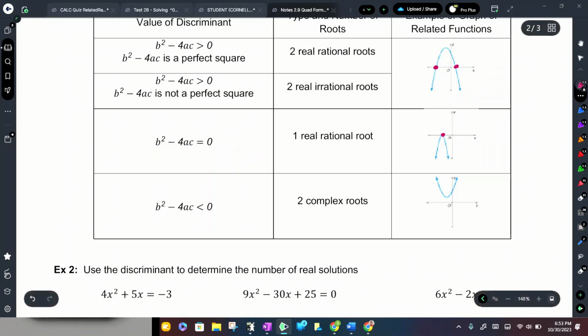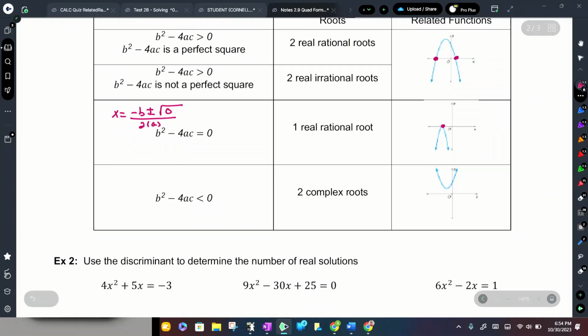And kind of coming back to that again, right? Thinking about our quadratic formula, x is equal to negative b plus or minus the square root. If everything under there is 0, and then we're dividing by 2 times a, that's going to give us our one rational root, because we can't add or subtract. We can add or subtract 0 to something, but it's not going to change it. You add 0, it doesn't change. You subtract 0, it doesn't change. So we have this repeated root, right, where it touches and bounces.